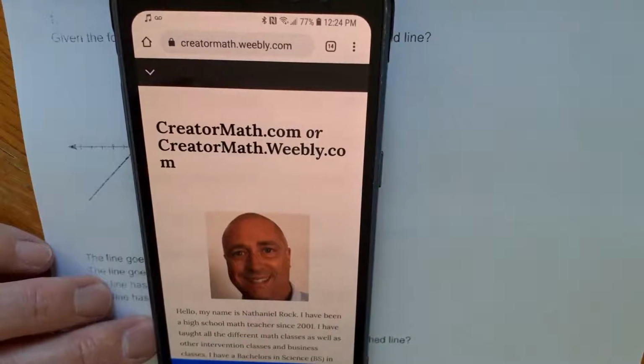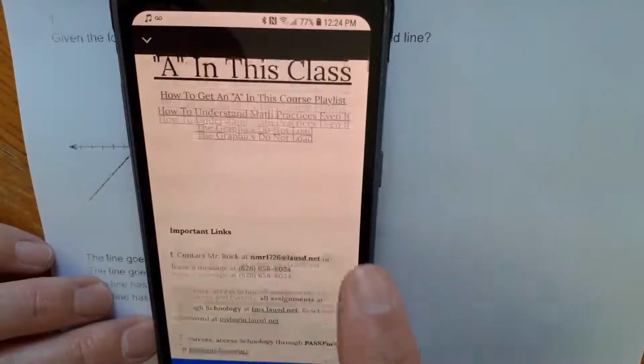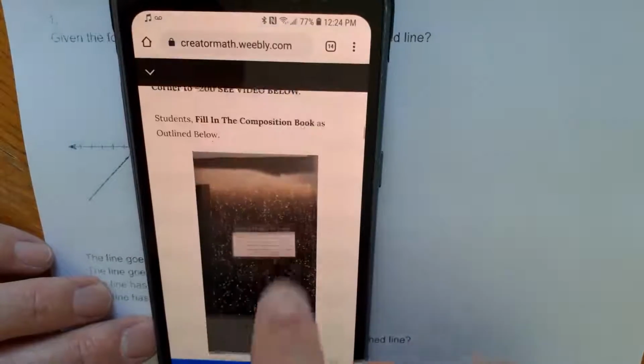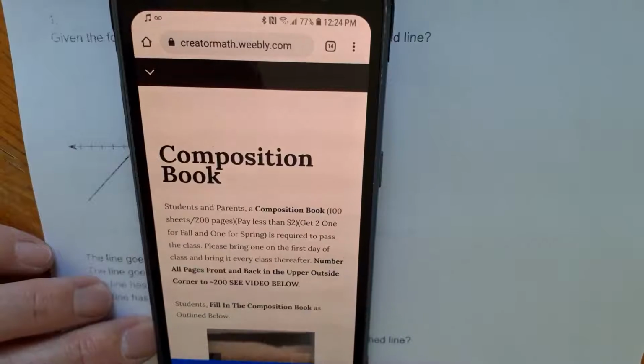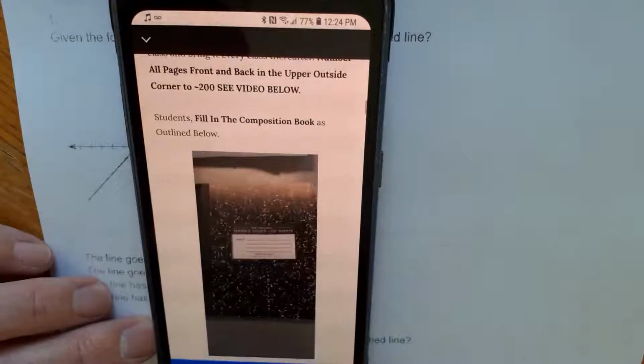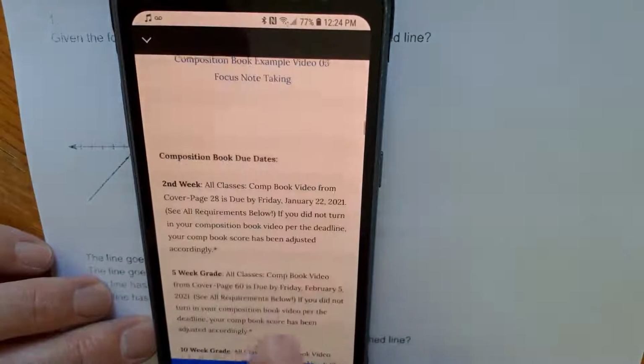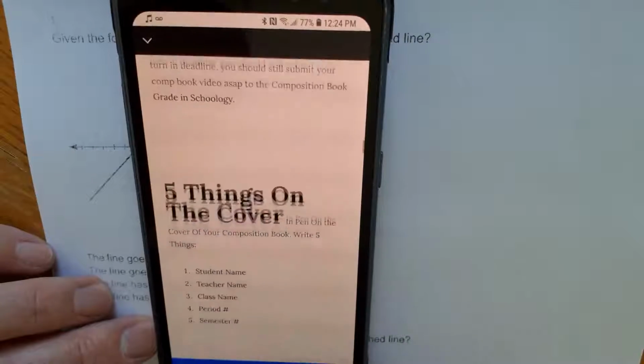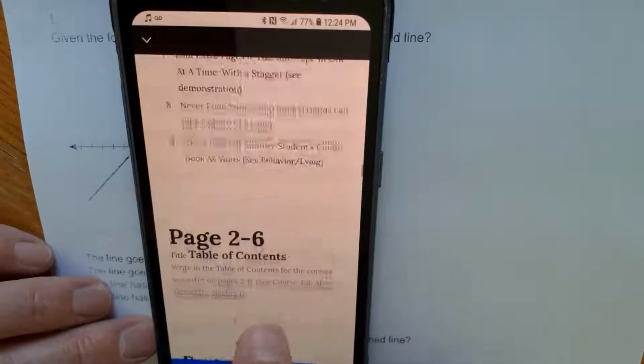If you have any questions about the composition book, please scroll down below this on the homepage. Find the large print composition book, read all the directions, follow all the videos, watch them all, and follow all of the turn-in deadlines. Put things where they belong, and you should have a 90 to 100% on your composition book.